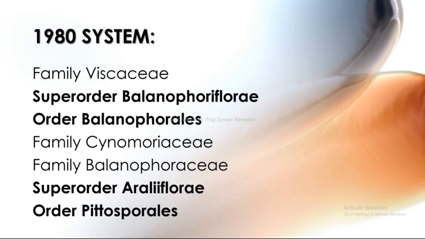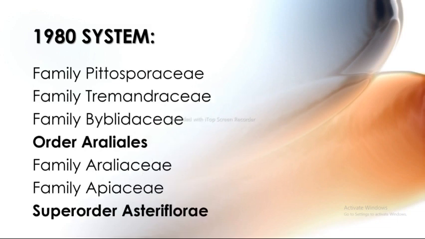So the next superorder is the Balanophoraflorae, and it includes the order Balanophorales, and this Balanophorales includes the family Xenomoriaceae and Balanophoraceae, and the next superorder is Araliiflorae. It includes the order Pittosporales, and it includes the family Pittosporaceae, Tremandraceae, Byblidaceae. So the next order is Araliales. It includes family Araliaceae and the family Apiaceae.